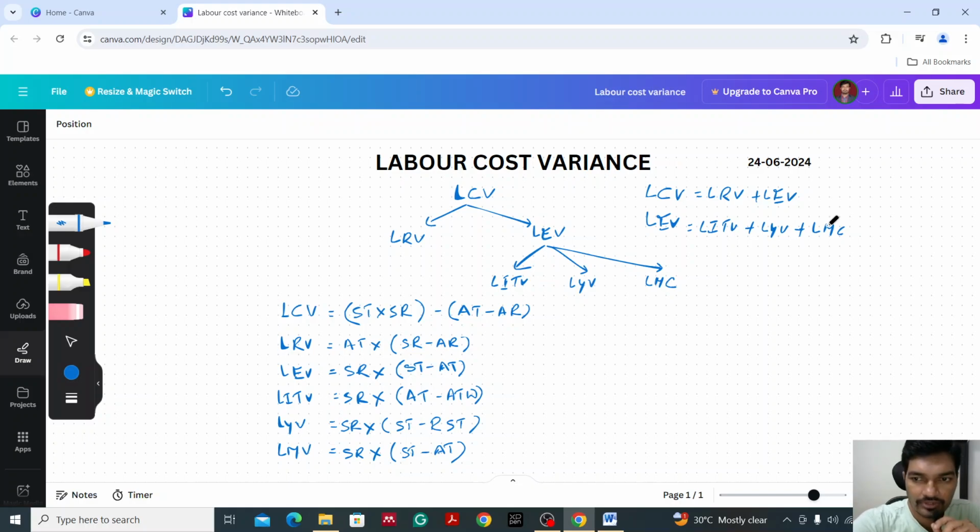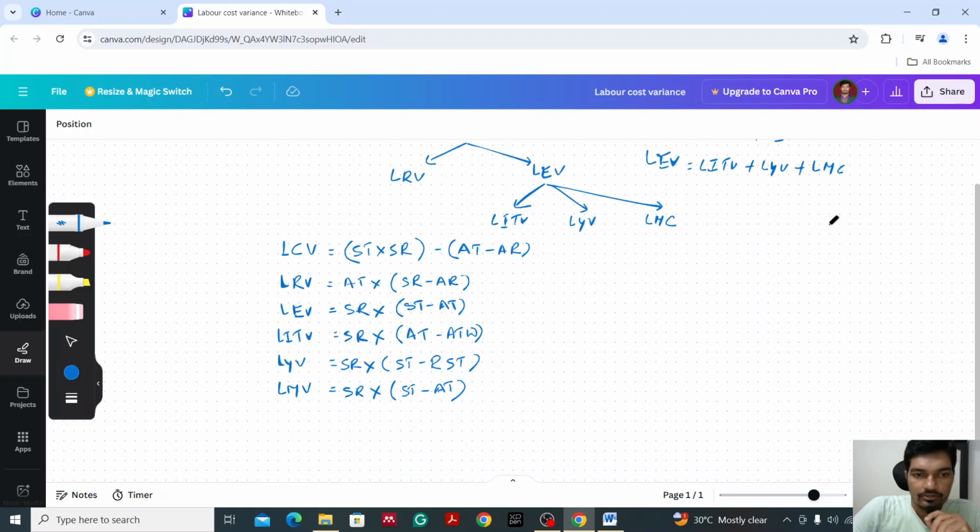So there are formulas available. To calculate the labor cost variance, we use this formula: standard time into standard rate minus actual time into actual rate. Then labor rate variance: actual time into standard rate minus actual rate. Labor efficiency variance: standard rate into standard time minus actual time.